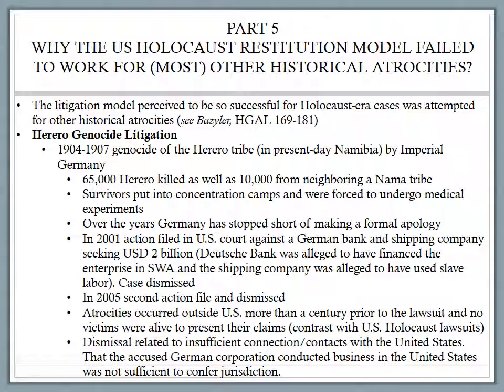Contrast with some of the Holocaust litigation where paintings were in the United States, individuals were alive to bring suit. There were more connections with the United States. The dismissal in the Herero case related to insufficient connections or contacts with the US. The fact that a German corporation conducted business in the United States was not sufficient to confer jurisdiction in this particular case. So for the Herero genocide, litigation in US courts was unsuccessful.